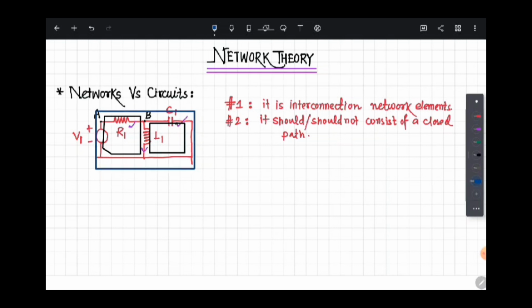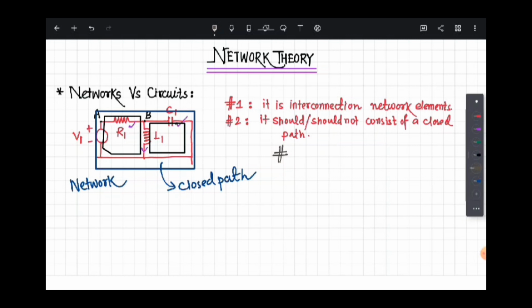So the following network or circuit or interconnection of components we see is forming closed paths, right? So these two conditions are satisfied. So this is a network. Okay, now what is a circuit? A circuit is an interconnection of components which must consist of a closed path. So you see the subtle difference between these two. A network may or may not consist of a closed path, but a circuit must consist of a closed path.